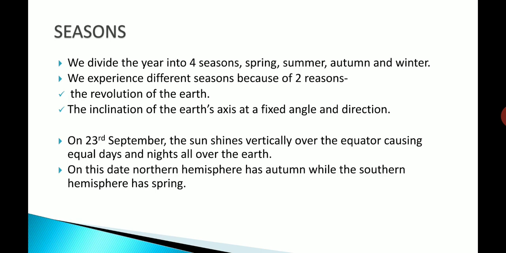If we talk about the 23rd September, the sun shines vertically on the earth's equator, and due to this there are equal day and equal night all over the earth. And on this date, northern hemisphere will have autumn and southern hemisphere will have spring.